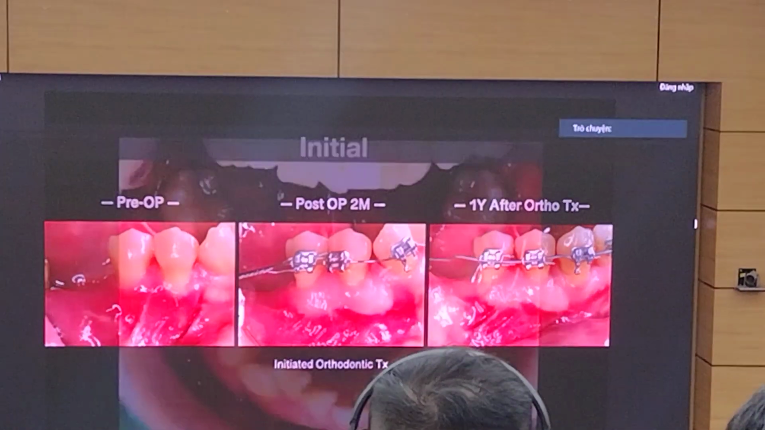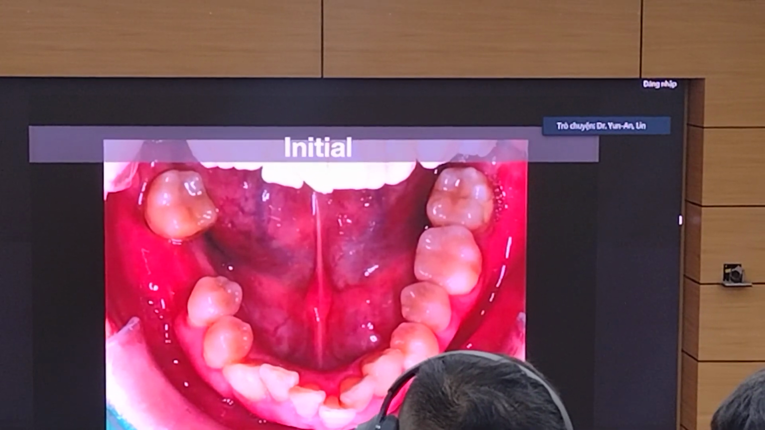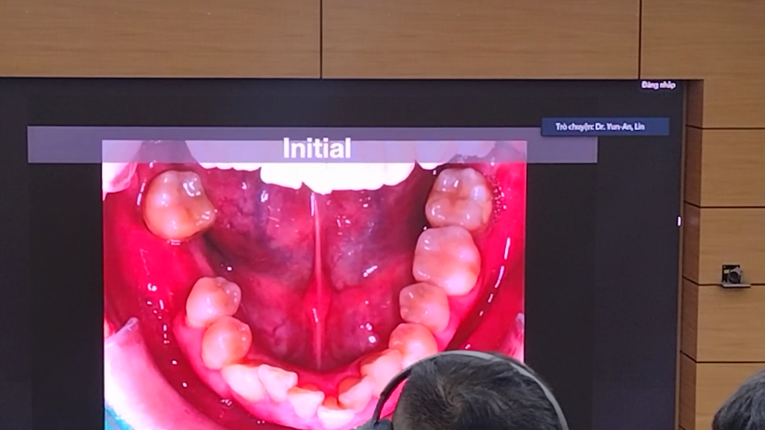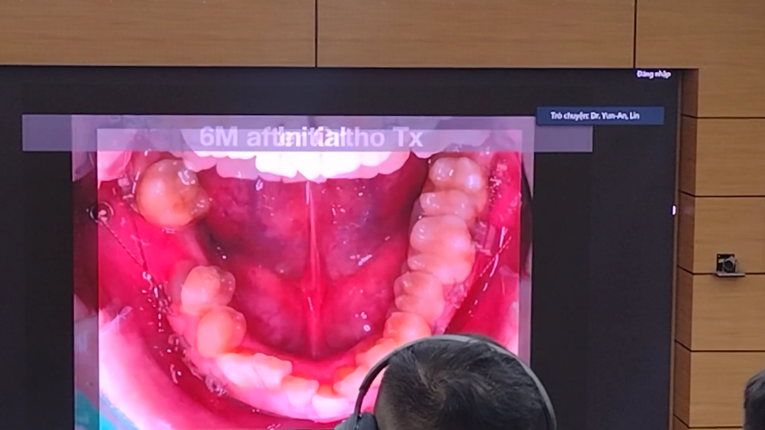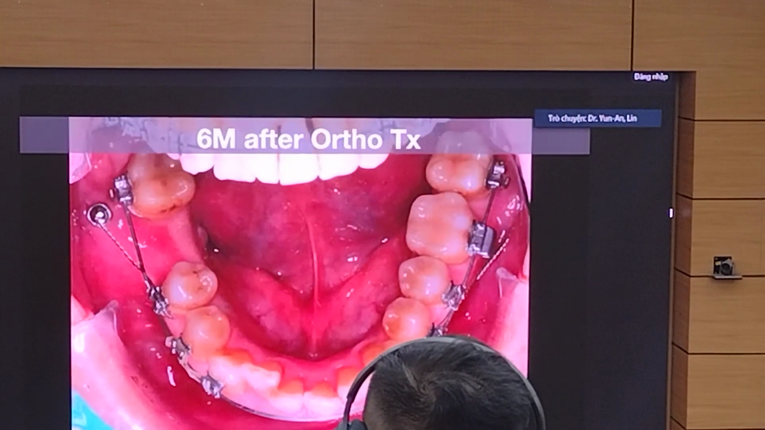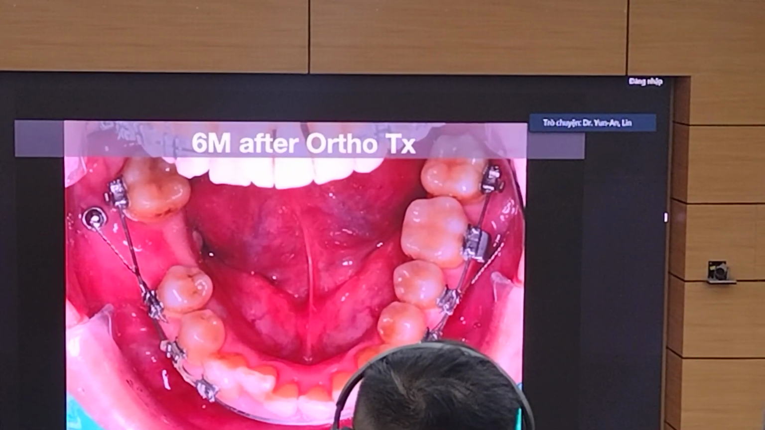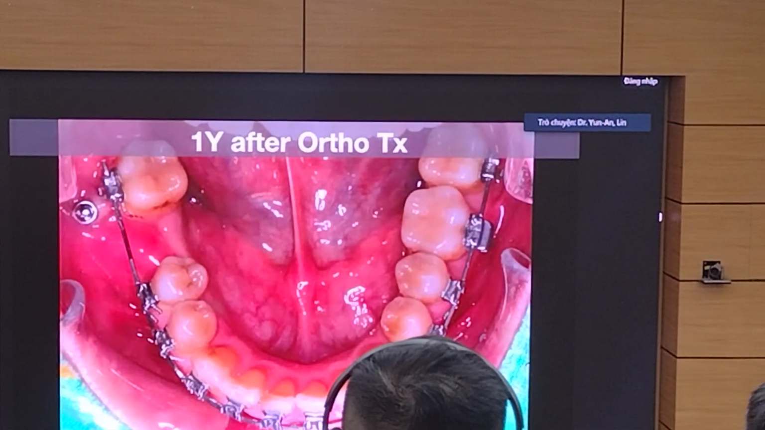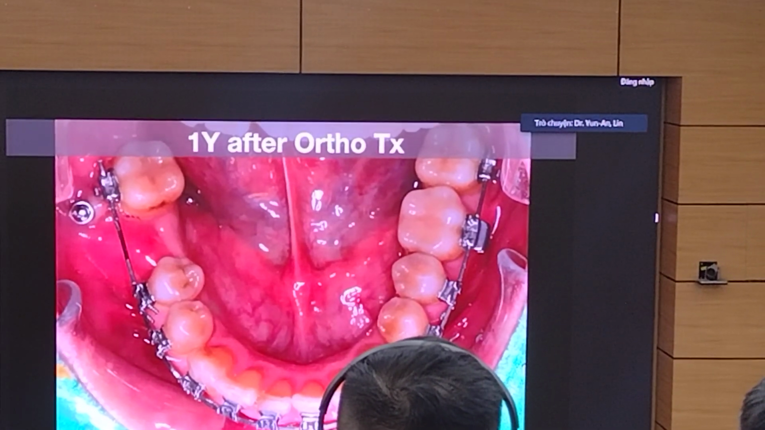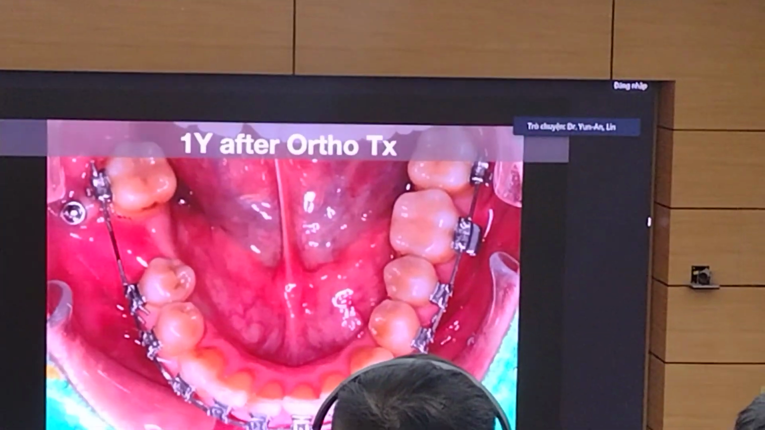Let's review this case from the beginning. In the initial stage, the arch form was very narrow and the anterior space was very foggy. Six months after the orthodontic treatment, from premolar to premolar, the arch was expanded. After 1 year of treatment, we can observe the distalization of premolars to further relieve the anterior folding, and the arch form became more rounded.